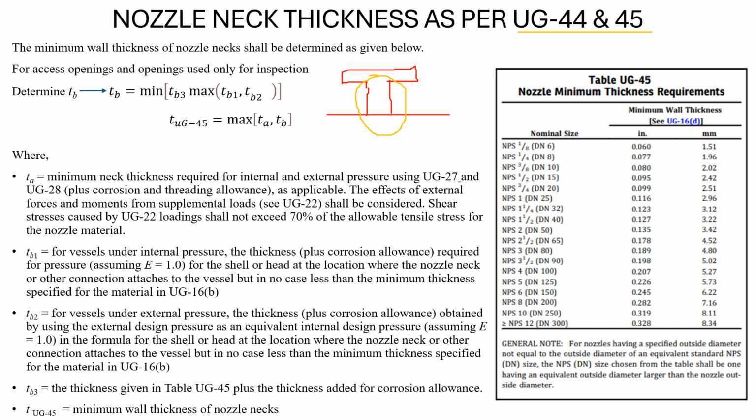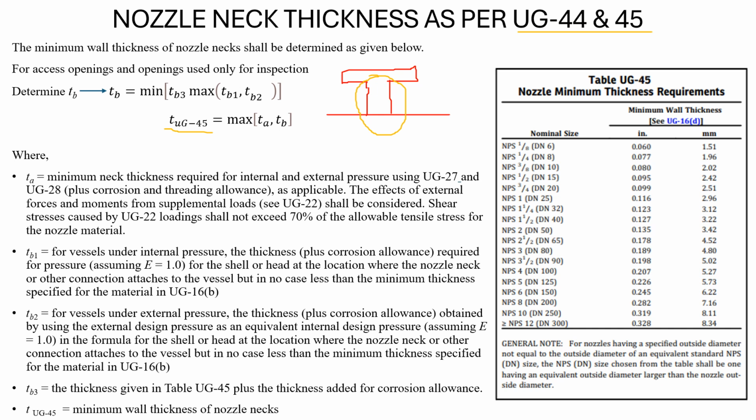In my previous video, if you go and see, we have also determined the flange rating, how to determine the flange rating based on the internal and external pressure. There are some steps to be taken. We have to determine tb and ta, and in tb we have tb3, tb1, tb2. The maximum of tb and ta is the required nozzle neck thickness. So what is ta?